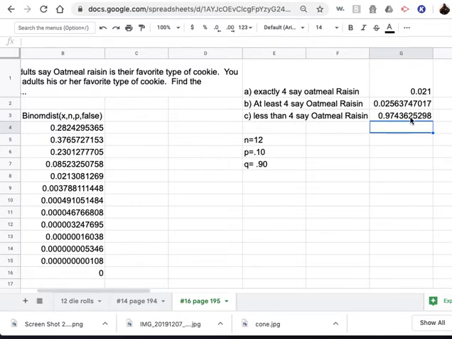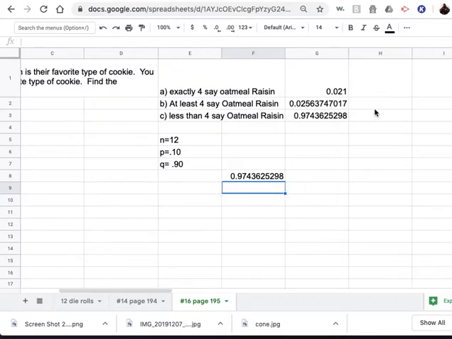Keep in mind on this last one, you didn't have to do the sum. You could have taken 1, or 100%, the total of the entire distribution, and just done equals 1 minus the answer from right here, and you would have gotten that same 0.974 solution.